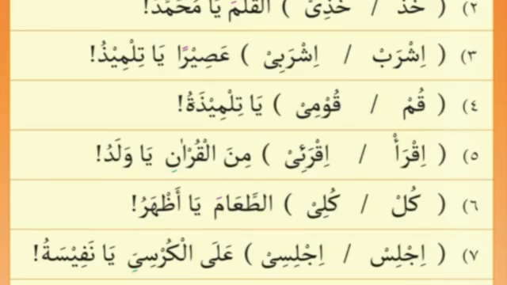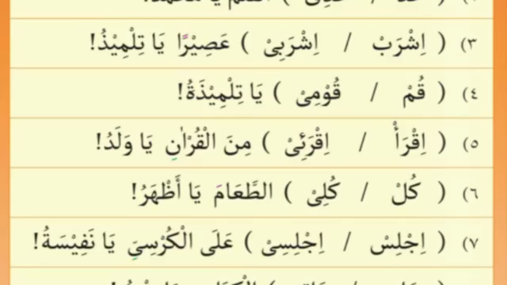Alright. Now number 3. Number 3, ishrab. We have ishrab and ishrabi. Both mean drink. Alright. And look at the sentence. Asiran, juice. Asiran means juice. Drink juice. Ya, O tilmizu. Tilmizu means a male student.